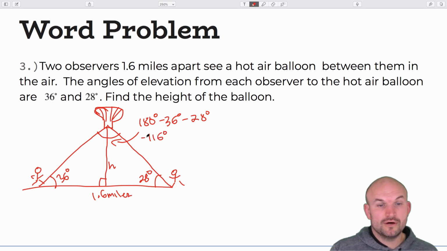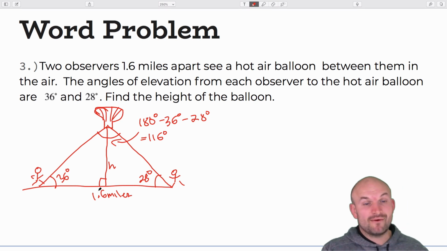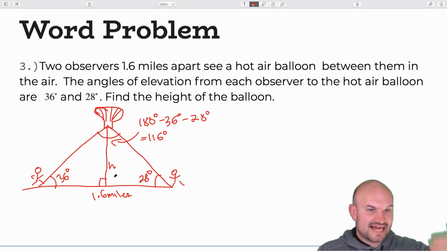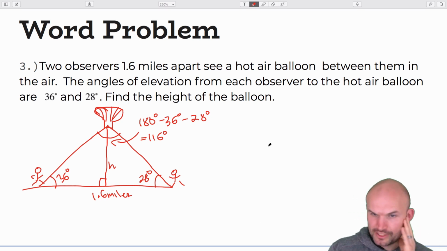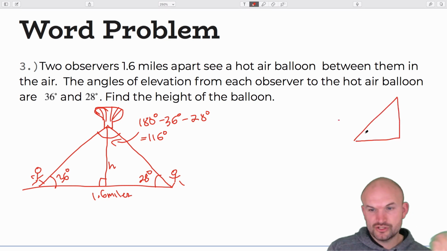All right. So if that angle is 116 degrees, now I have a ratio. Now, again, that does not help me with the height, but it's important for me to understand the height is actually part of a right triangle. So let me draw one more triangle here. And let's just do this one. So if I have 36 degrees, I don't know what this length is.